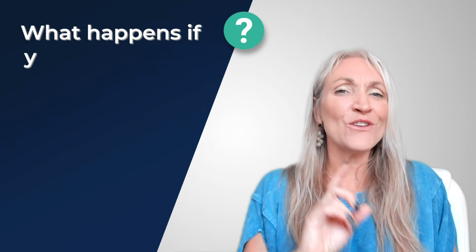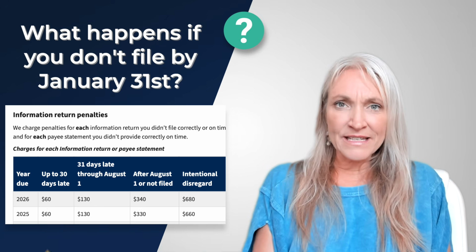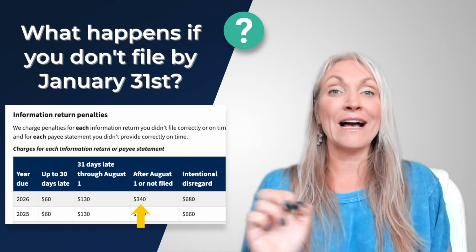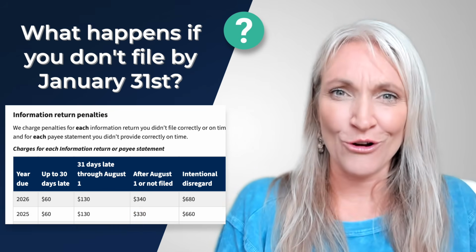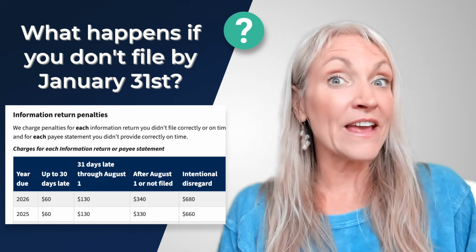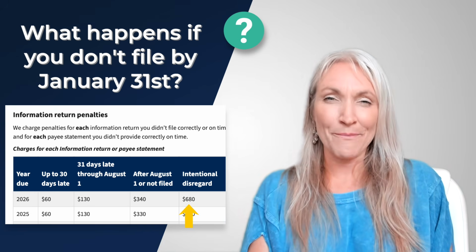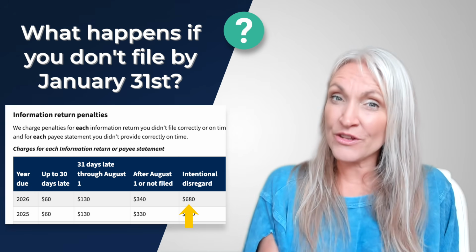What happens if you don't file by January 31st? The late penalties range from $60 to $340 depending on how late you are. But what happens if you don't ever file Form 1099 NEC? Will the IRS catch it? Well, for intentional disregard, the penalty amount is increased to $680, but with no cap.